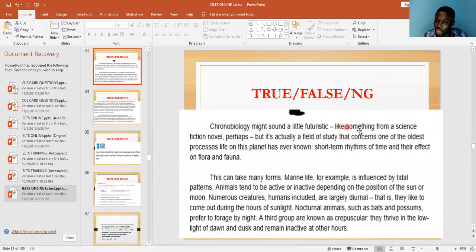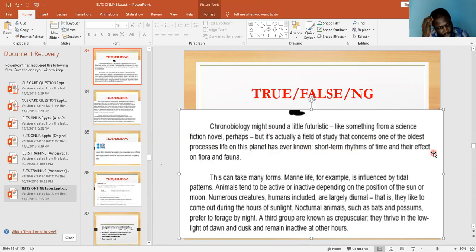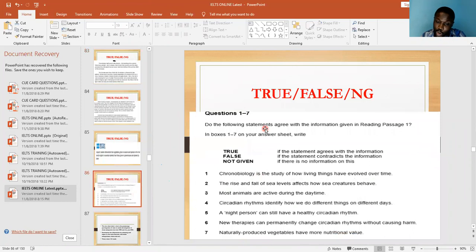So you should know what you are looking for in a passage. The statement from here is like something from a science fiction novel, perhaps, but it's actually a field of study that concerns one of the oldest processes of life on this planet ever known. So it now gave the definition. Now, I am reading this out because I want you to go and pick your answer. So I will unmute now.